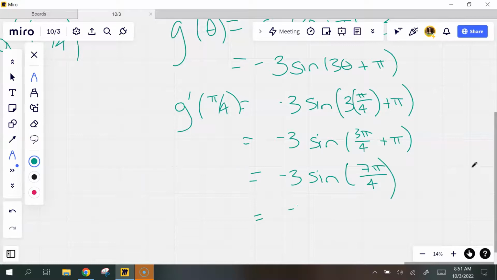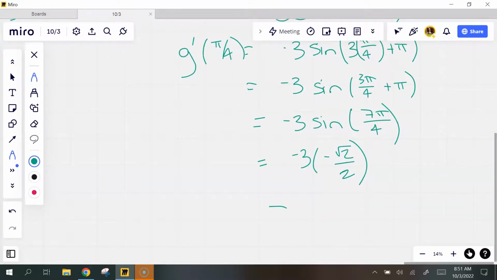Negative square root of 2 over 2. Again, the over 4s there are always going to be root 2 over 2. You just have to decide, is it positive or negative. So determine what quadrant you're in and go from there. This would be then a negative times a negative, which is a positive, so I get 3 root 2 over 2.